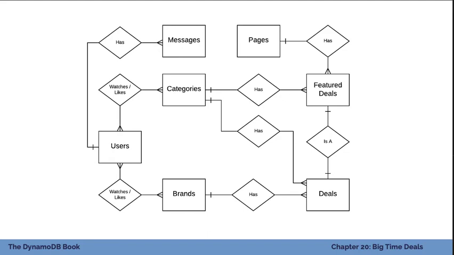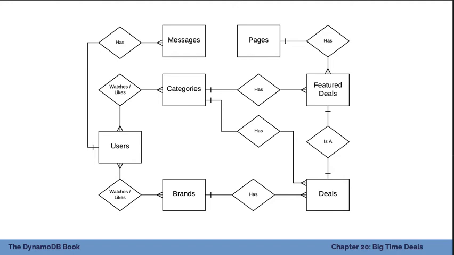Let's start over in the bottom left-hand side where we have that user entity. You can see there's a has relationship with messages where a user can have multiple messages, but each message will belong to one user. A user also has a many-to-many relationship with categories and with brands via either that like relationship or that watch relationship. So it can have both types of relationship with either a category or with a brand.